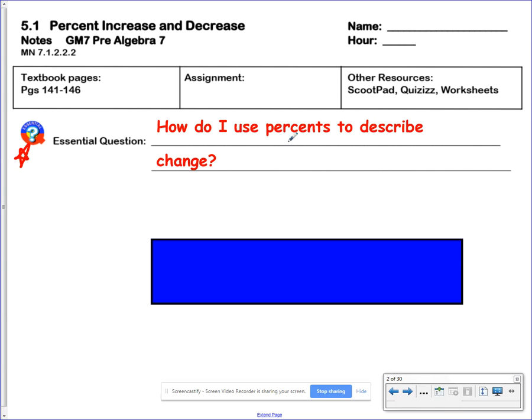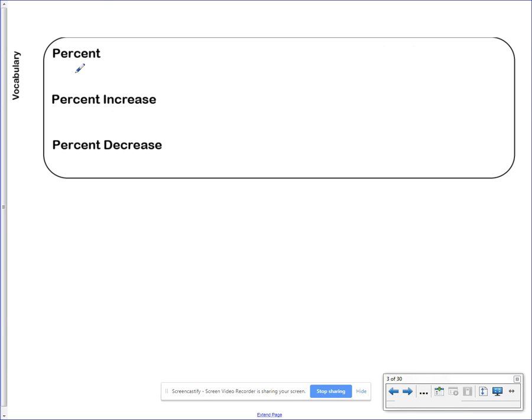How do I use percents to describe change? That's really what the percent of increase and decrease is all going to be about today. And again, a reminder, pause the video anytime you need to catch up. You have 3 vocabulary words here, so let's tackle these.